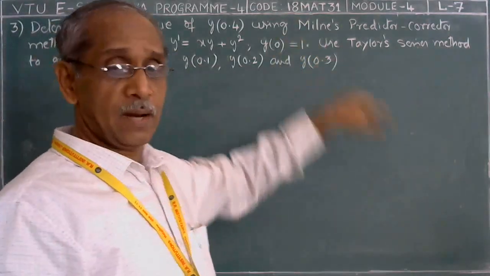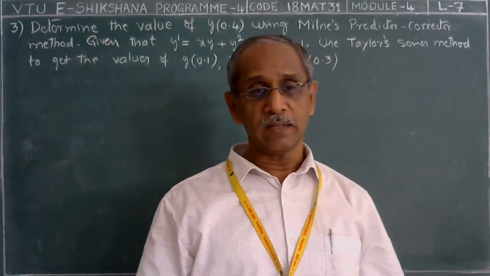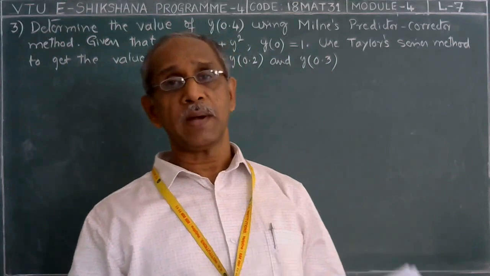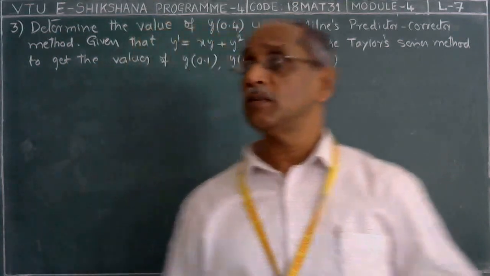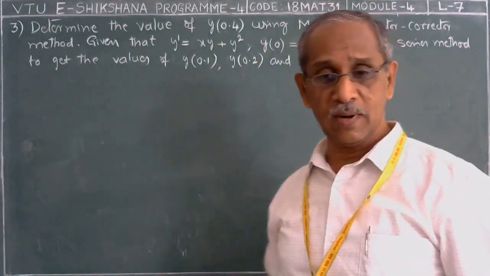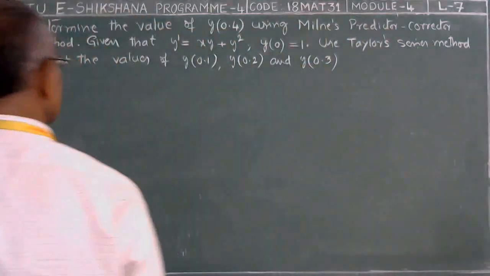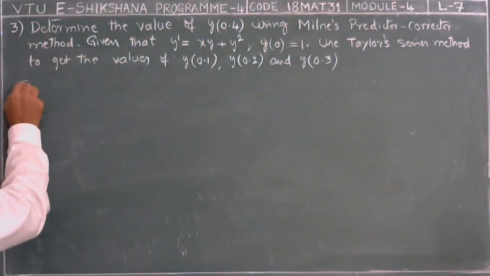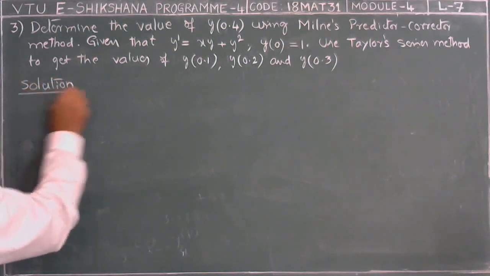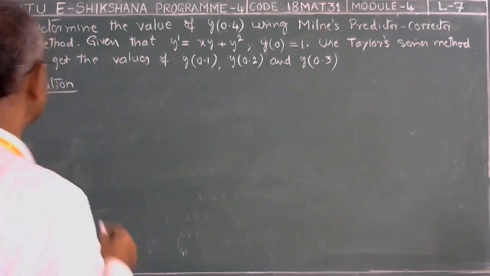So let us first apply the Taylor series method to find these values of y at x equal to 0.1, x equal to 0.2 and x equal to 0.3 with the help of the given initial condition, y is 1 at x equal to 0. So the solution part, let us first write down what is given.